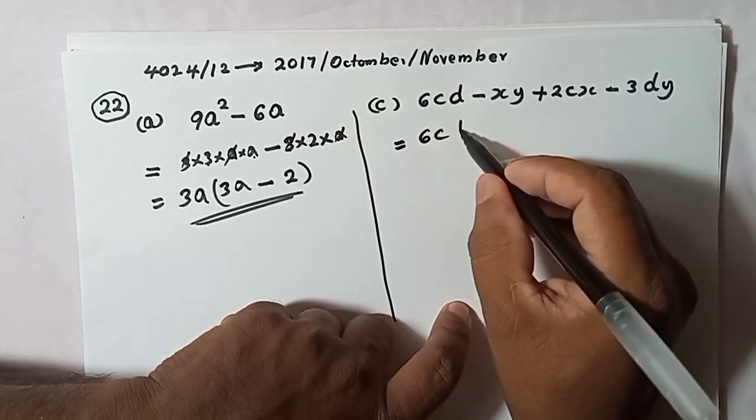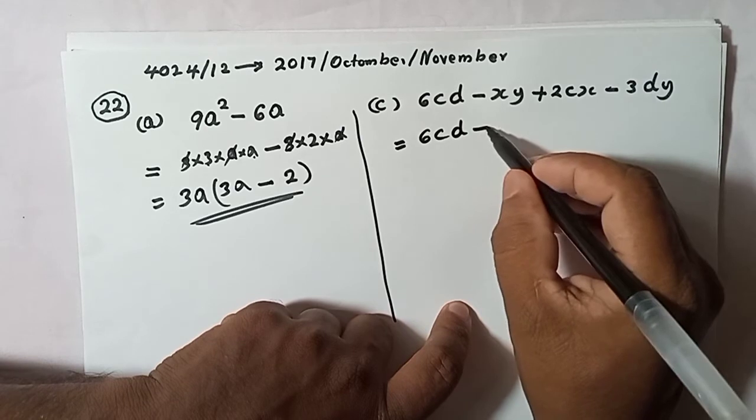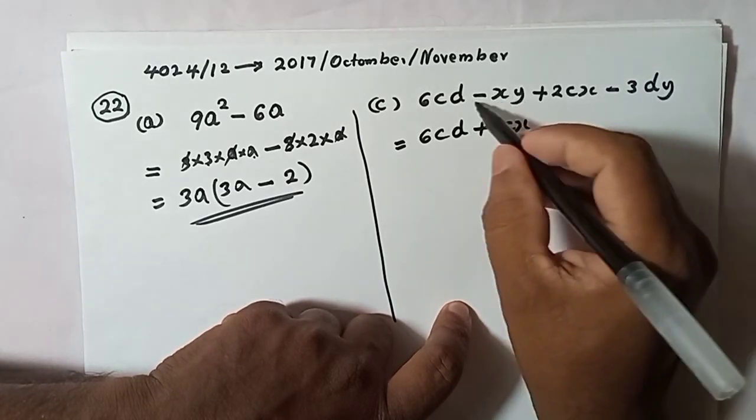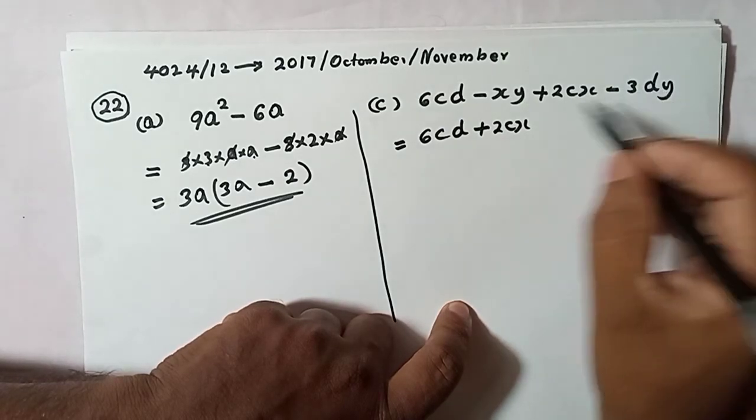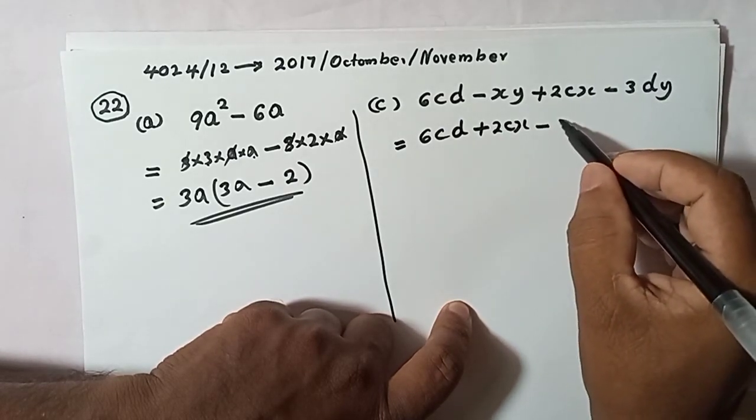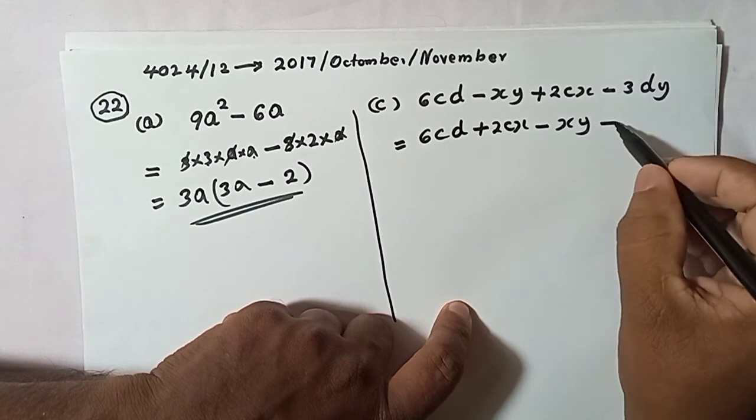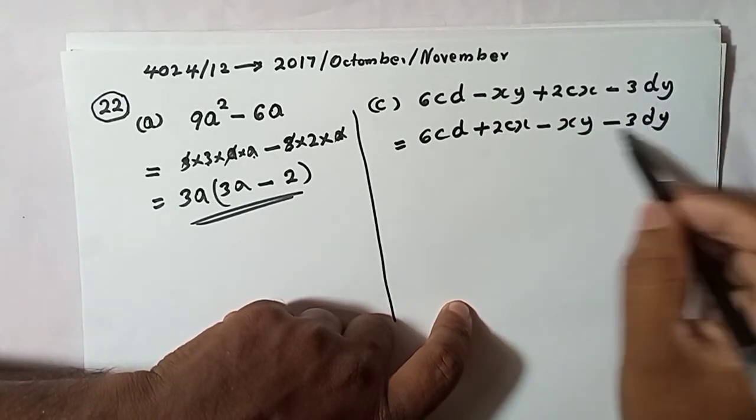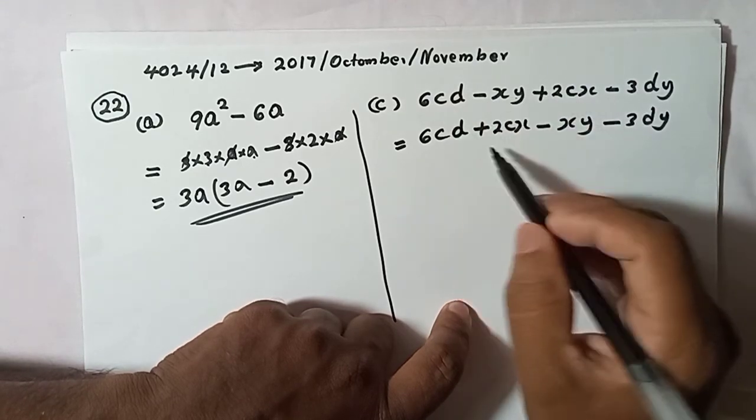So I will write 6cd, and then plus 2cx, and then this term is minus, this term also minus, so that's why I will write those two close to each other, right? Minus 3dy, like this term and this term together, and this one and this one together.